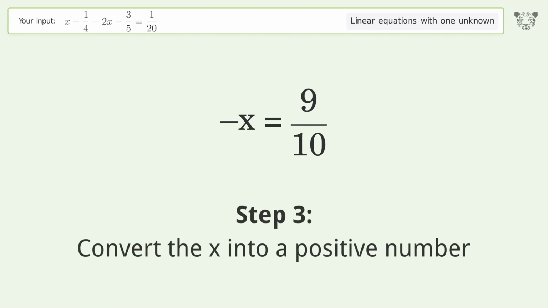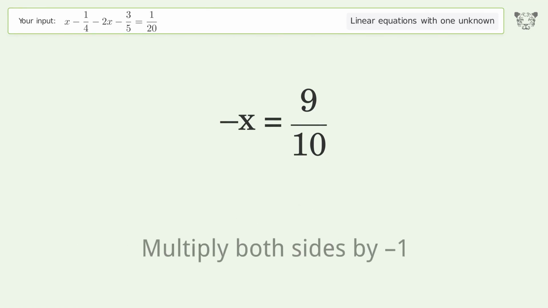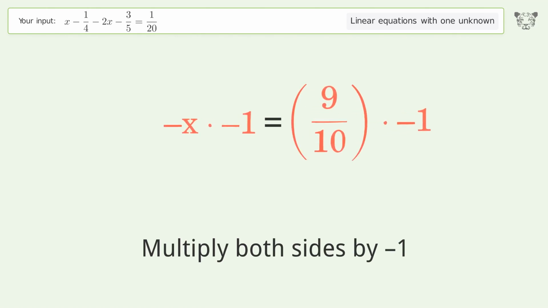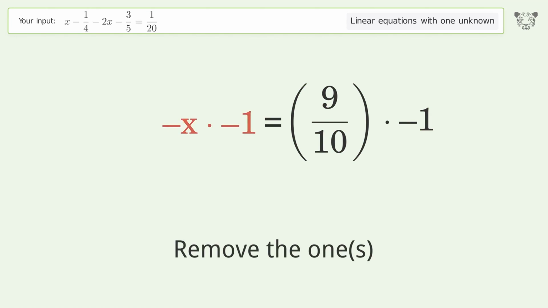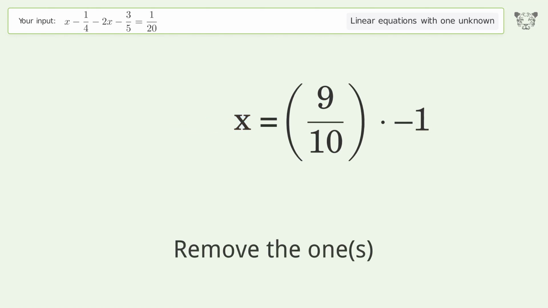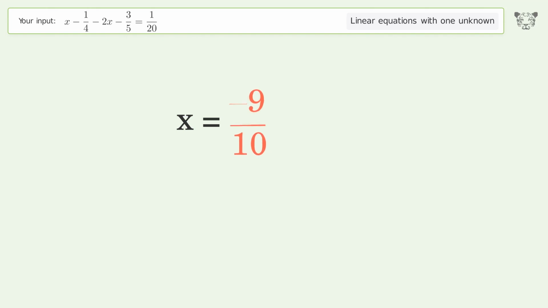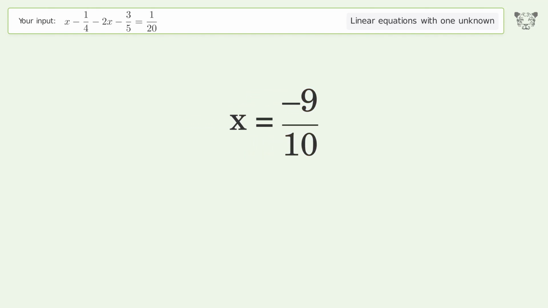Convert the x into a positive number. Multiply both sides by -1. Remove the ones. And so the final result is x equals -9/10.